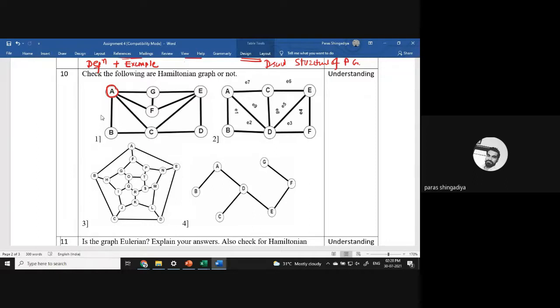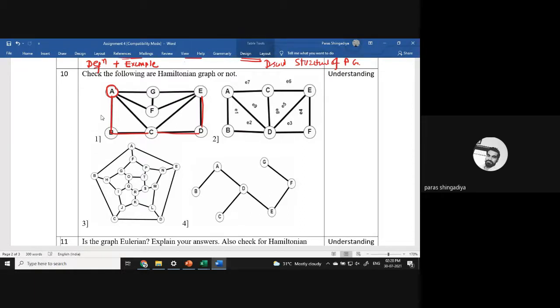So let's start with the vertex A. This is my starting place. Okay, starting vertex. Now reach to the vertex B, then after C, then after D, then after E. You can use the edge only to reach that place. You cannot directly jump to any vertex. Connection should be there.